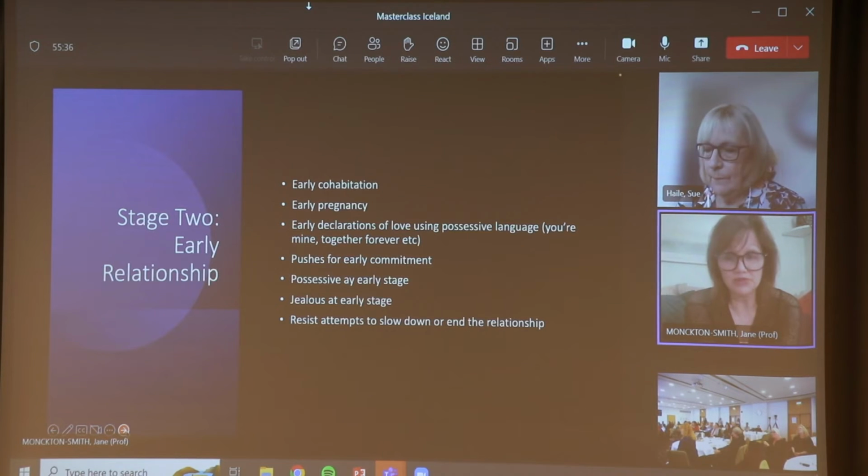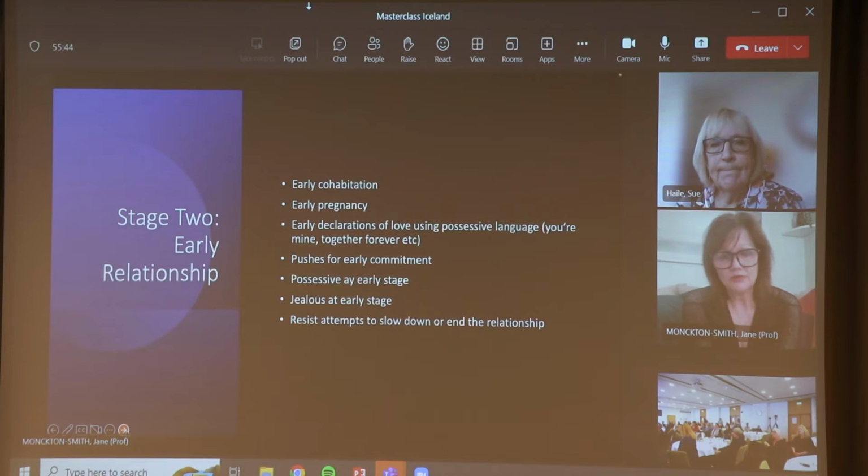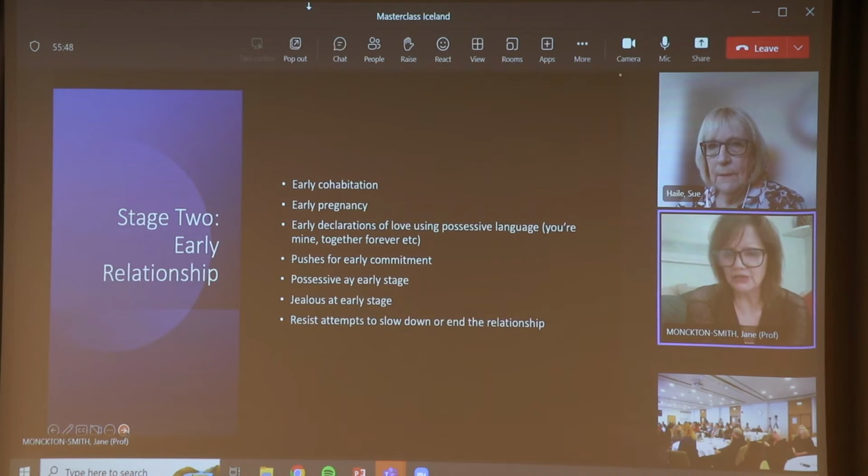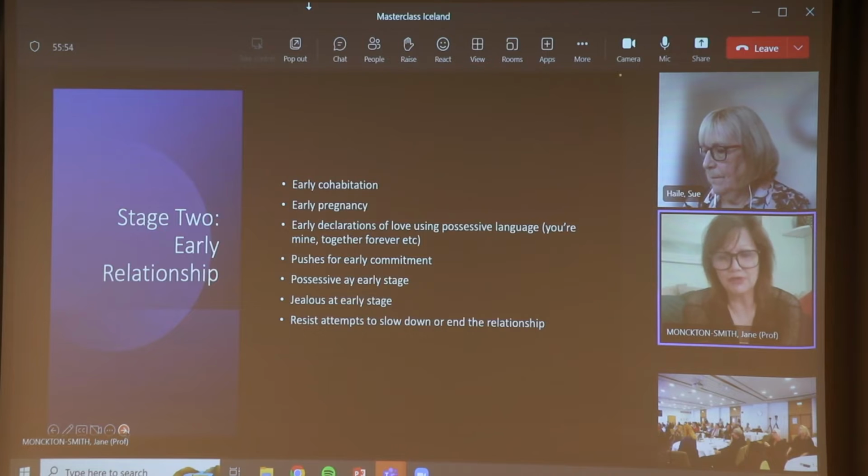So they might move in together quite quickly. There might be an early pregnancy. They might start declaring their love for each other quite quickly. But what's happening in stage 2 is almost like a grooming process. So the controlling person will want to get a commitment to a relationship from that person as quickly as they possibly can. Now, what a commitment looks like differs.